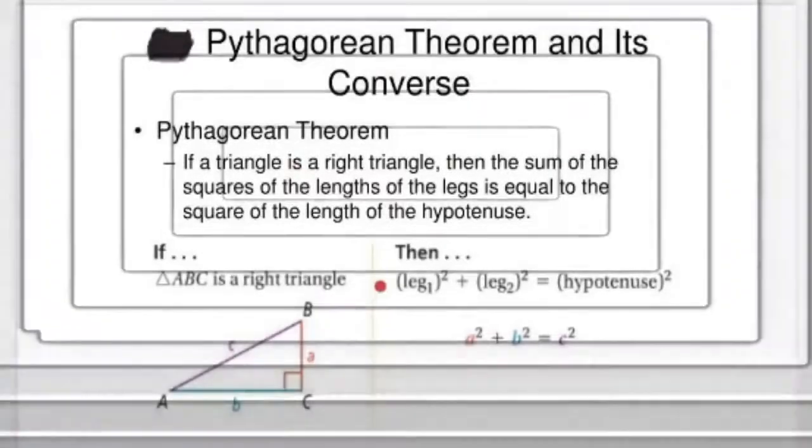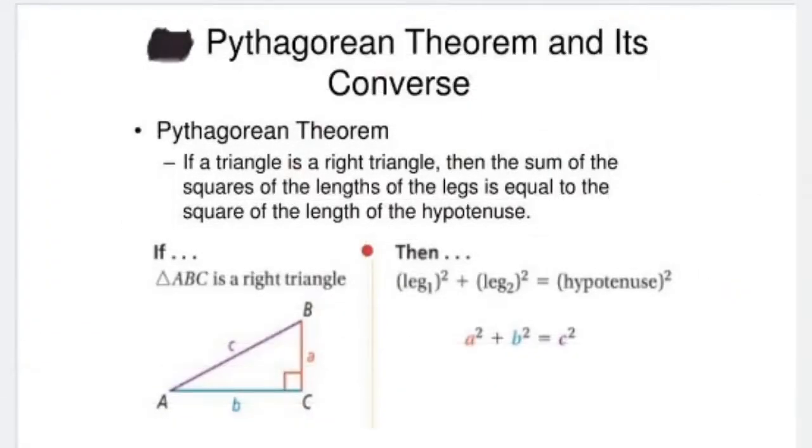Pythagoras theorem and its converse. We know the Pythagoras theorem. It is also known as Pythagorean theorem. The statement of the theorem is, if a triangle is a right triangle, then the sum of the squares of the lengths of the legs is equal to the square of the length of the hypotenuse. In this way also you can write the statement of Pythagoras theorem.